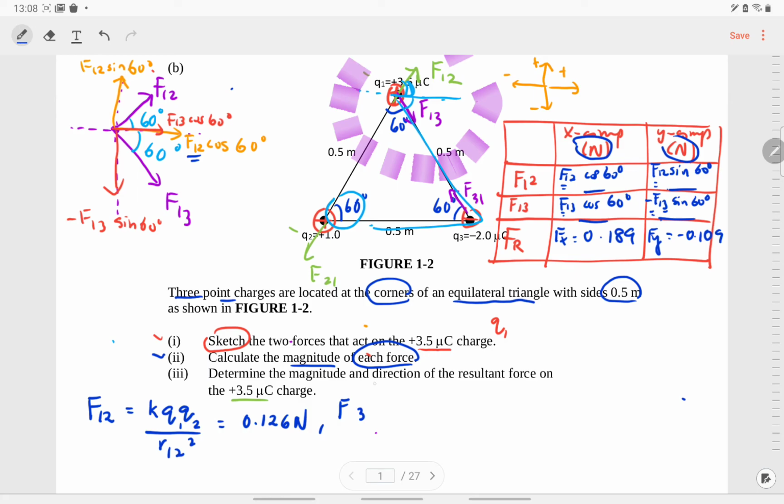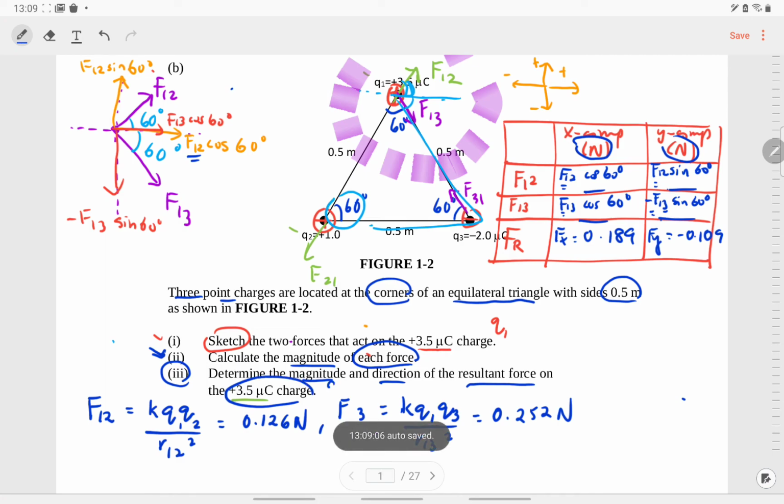Where F13 is, okay, the formula is KQ1 Q3 over R13 square. Okay, so the answer is 0.252 Newton. Okay, so kita dah jawab soalan number 1B2 settle. Okay, now kita menjawab soalan number 1B3. Okay, determine the magnitude and direction of the resultant force acting on, okay, Q1 lah kelas ni Q1.